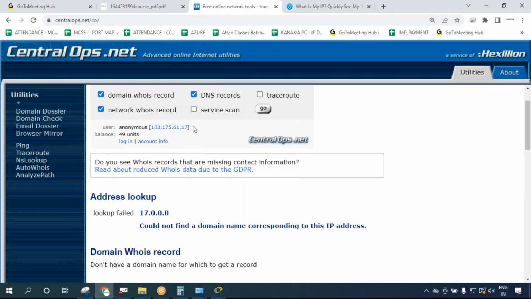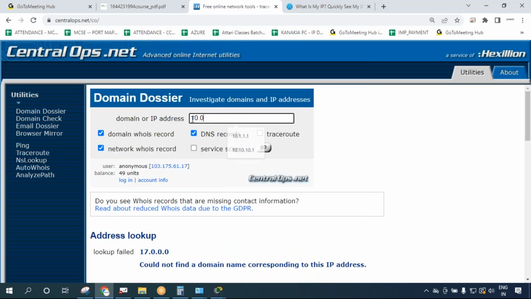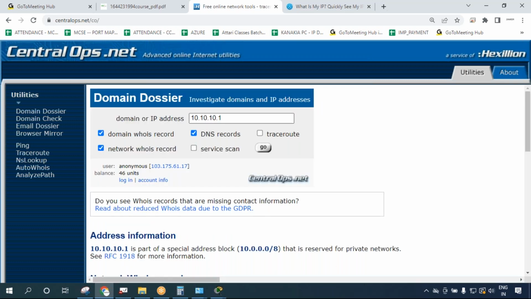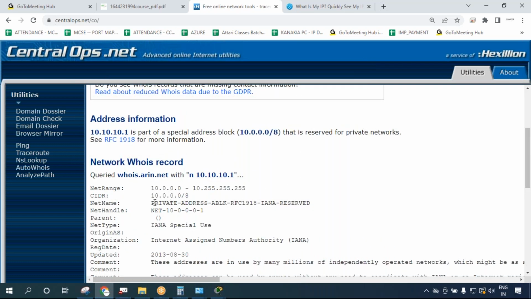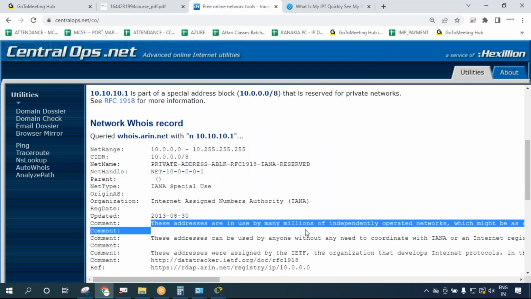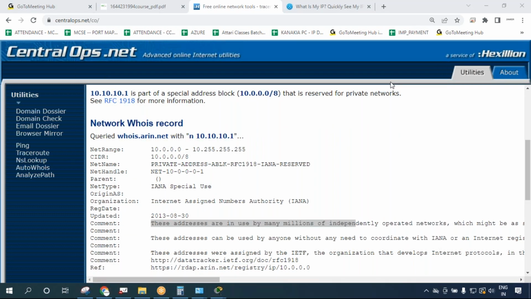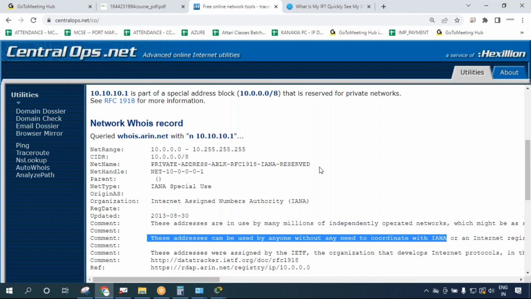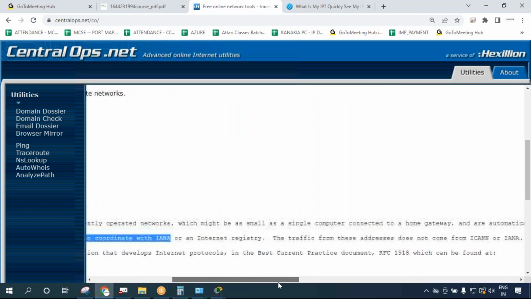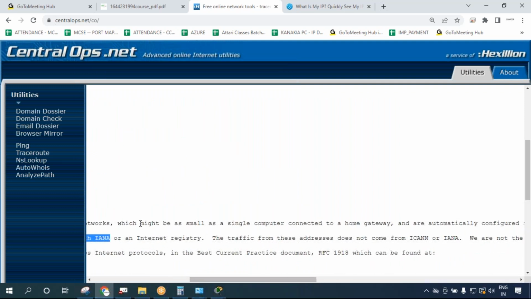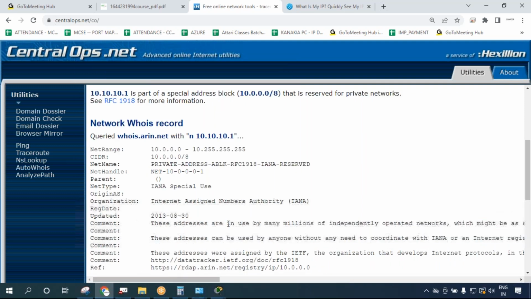See here, if I go here and say, tell me who has taken 10.10.10.1. This is the CentralOps website. It will show you who has taken which IP. I am asking CentralOps, who has taken the 10.10.10.1 IP? Show me. CentralOps says this is a private address range reserved by IANA, special use. These addresses are used by millions. There is no need for you to contact IANA. This address can be used by anyone without any need to coordinate with IANA. Getting the point? Thousands of people are using it in their small and big networks. Getting the point, my dear friends?